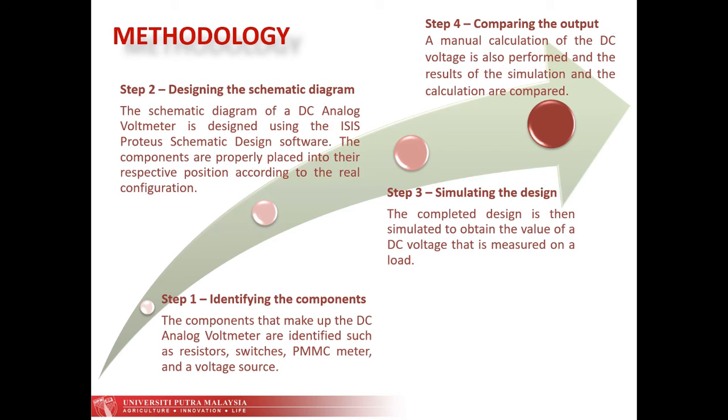And the last step is to compare the output. A manual calculation of the DC voltage is also performed, and the results of the simulation and the calculation are compared. So basically, we will ensure that the result of the calculation tallies with the result of the simulation. This is important to prove that the design and the simulation of our system is free from error, and also that the calculation of our output is correct.